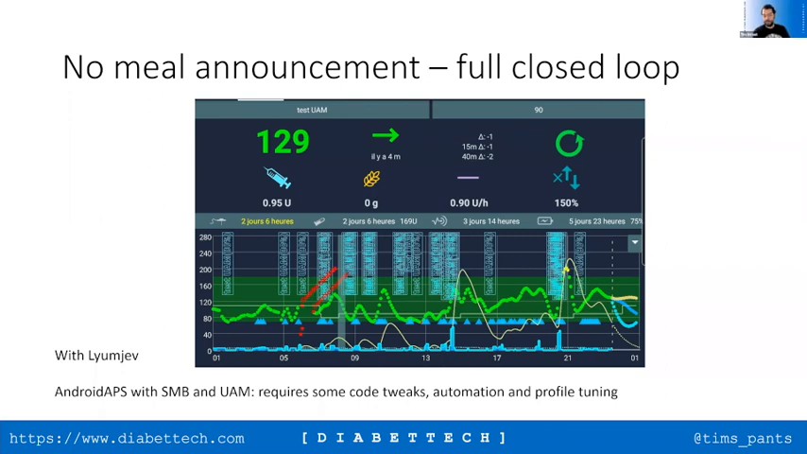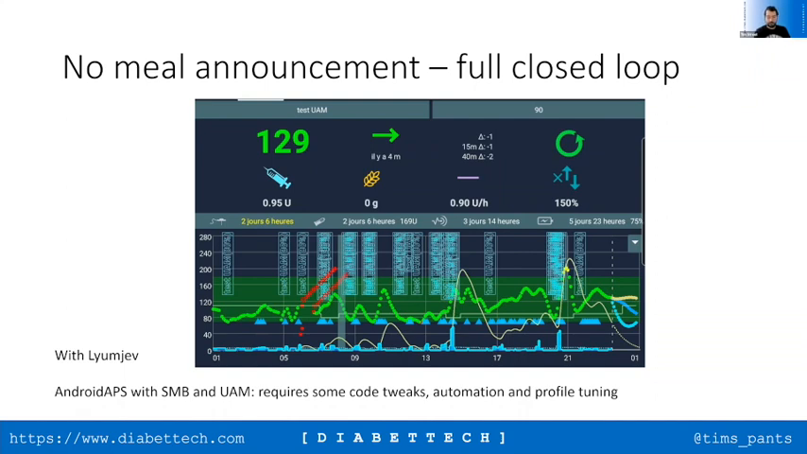Now it's worth mentioning here that Android APS and OpenAPS are the systems that can do this. I wouldn't recommend it with Loop because Loop doesn't have the functionality to do that. The key functionality that allows the no meal announcement is unannounced meals, which, when it detects a certain level of rise with various factors, allows the algorithm to decide that actually there are carbs on board in some shape or form and then act in a more aggressive fashion. Loop doesn't have anything like that, and therefore it can't do the same thing. And that means that with Loop, you just can't get away with doing that.